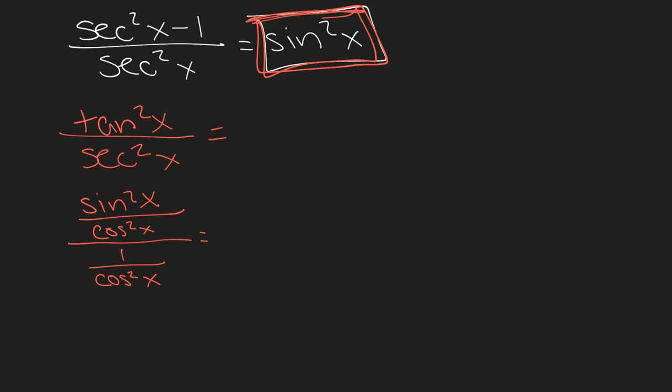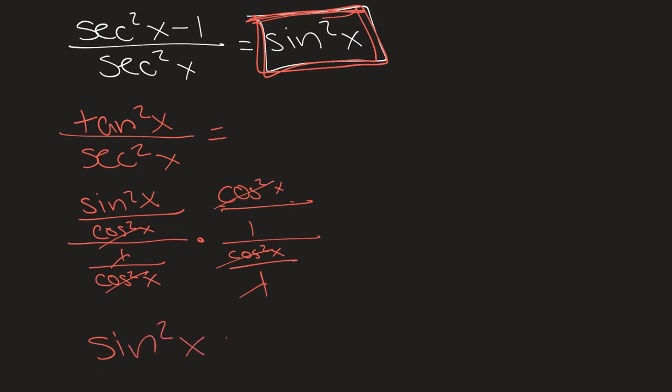Next step, we want to multiply that top and bottom by cosine squared x over 1, in order to make the denominator go away. Then the cosine squared and cosine squared cancel, and you are left with your sine squared x, which is exactly what you meant to prove, and a little check mark means you verified it.